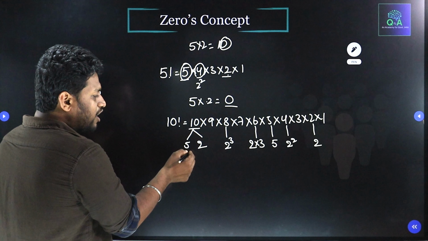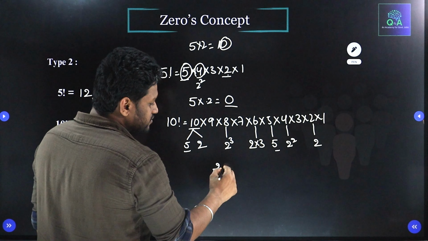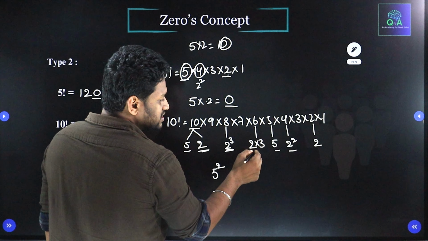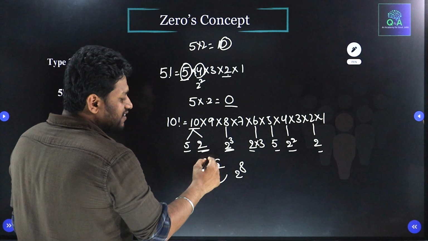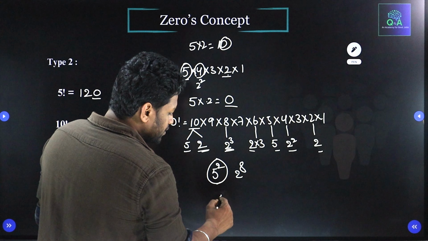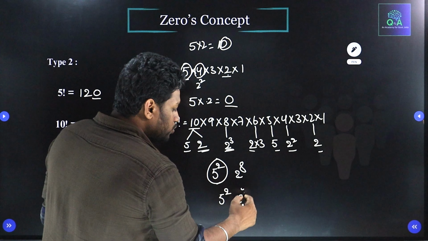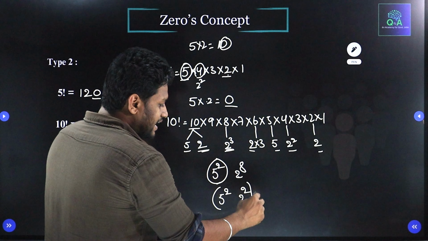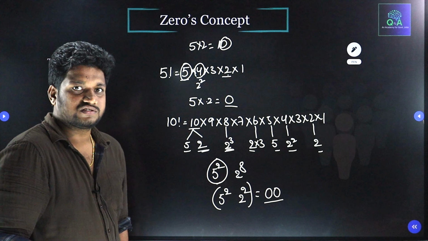So altogether, how many 5s I have? I have two 5s, which is nothing but 5 square. But how many 2s I have? 1, 4, 6, 7, 8. 2 power 8 I have. But how many 5s I have? I have only two 5s. If I have only two 5s, which is nothing but 5 square, I can take only two 2's, which is nothing but 2 square. So if I equal this, I'll get 2 trailing zeros, and that is going to be the concept.